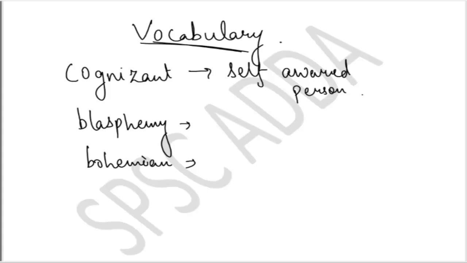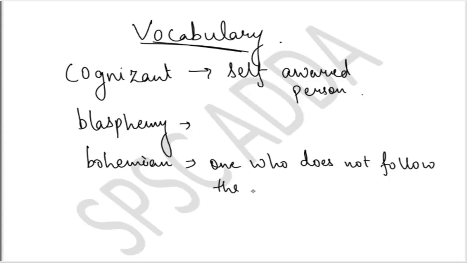Like a traveler. Artistic, maybe. Bohemian means one who does not follow the usual norms of social life. A person who does things according to his wish, doesn't think about social life, doesn't think about anyone else. Whatever he thinks is right, he does that. Is it clear? Yes, ma'am.